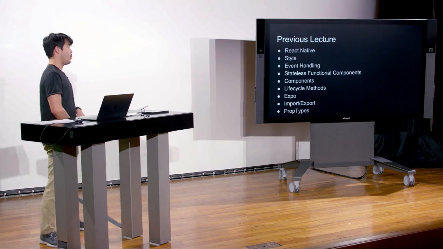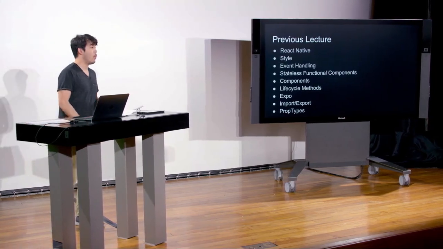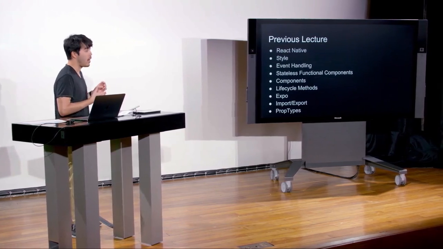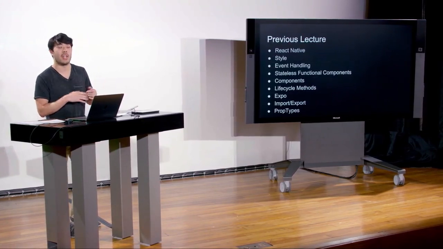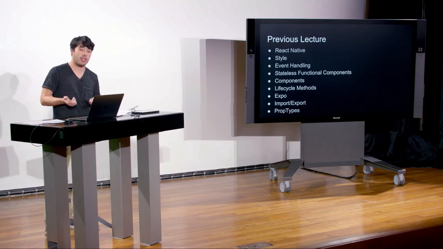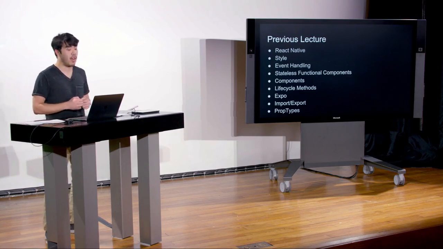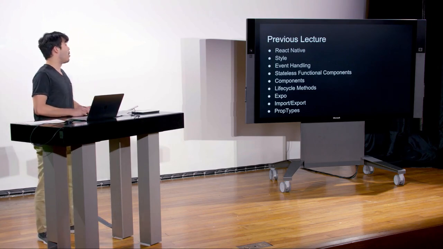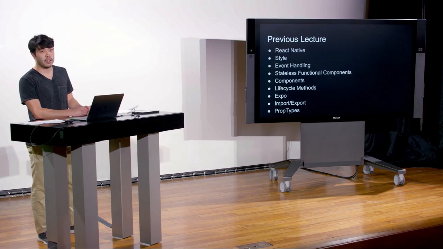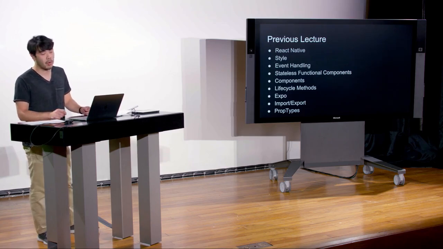In the previous lecture, we looked into React Native, so we started diving into the components that they give us. We looked at how to style these components. We looked at how to handle some events and how that differs from React and web. We talked about a couple different types of components, one being stateless functional components and the other being React components with their life cycles. We looked at Expo, which is a bunch of tools around React Native that allow you to develop much more quickly.